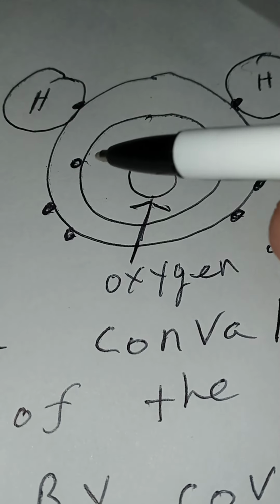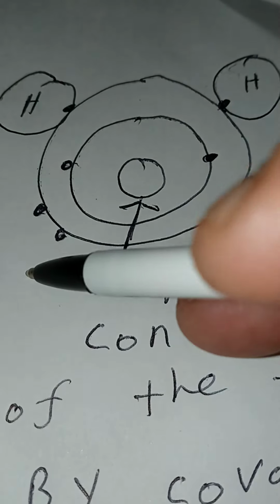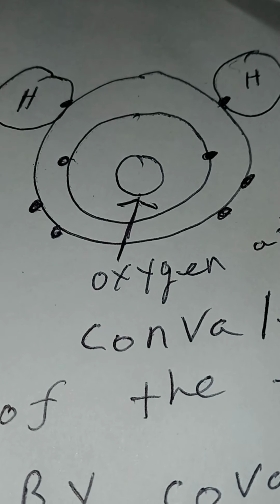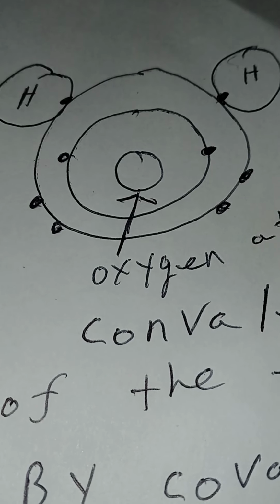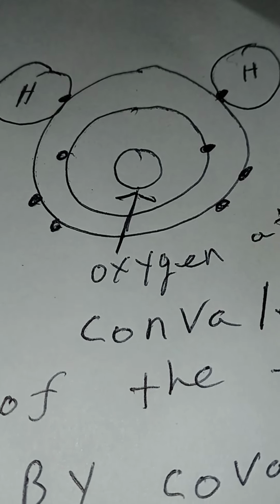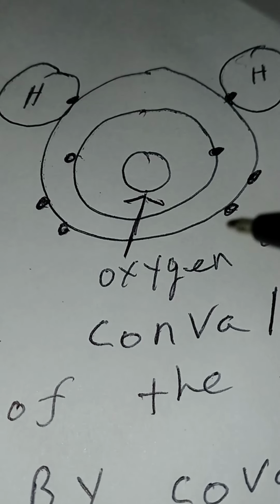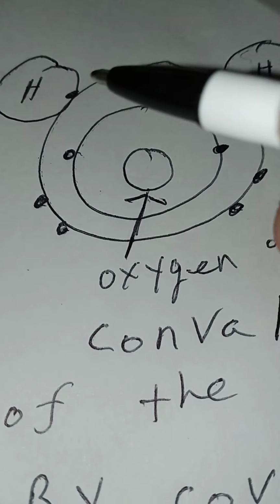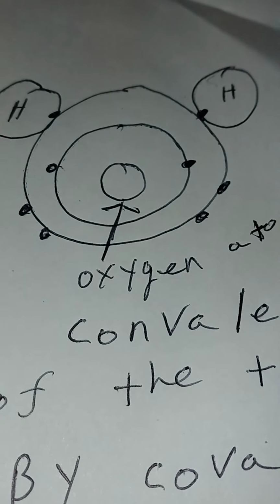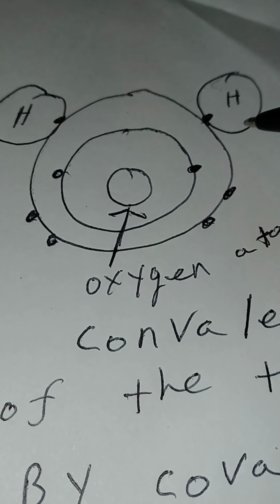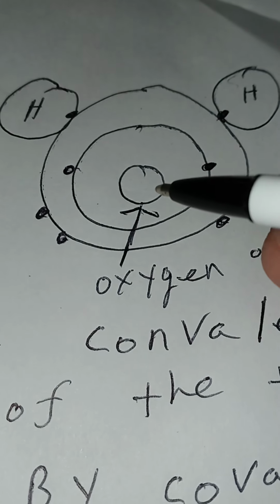So you got 1, 2, 3, 4, 5, 6. So how can we get 2 more electrons to fill the outer shell of the oxygen atom? How can we do it? Well, the electrons out here, one from the hydrogen and one from the other hydrogen, they get together and they are attracted by a covalent bond to the oxygen.